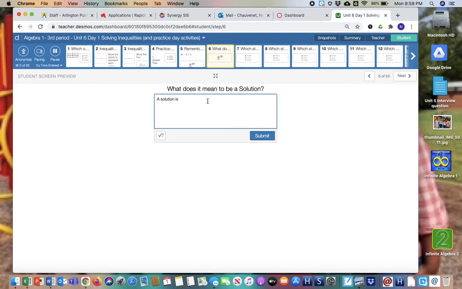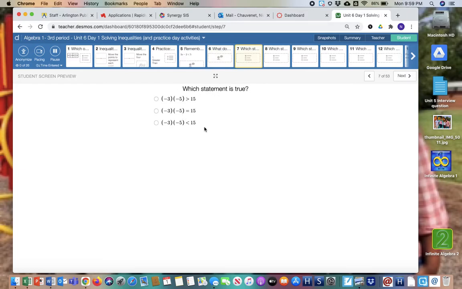All right, so what does it mean to be a solution? A solution is a value that makes the equation true. So if you have something and you plug it in, it would make that situation true. Speaking of making situations true, let's look at this. It says which statement is true. Here it has -3 times -5 is greater than 15. Well, -3 times -5, a negative times a negative is a positive, and 3 times 5 is 15. So this would read 15 is greater than 15.